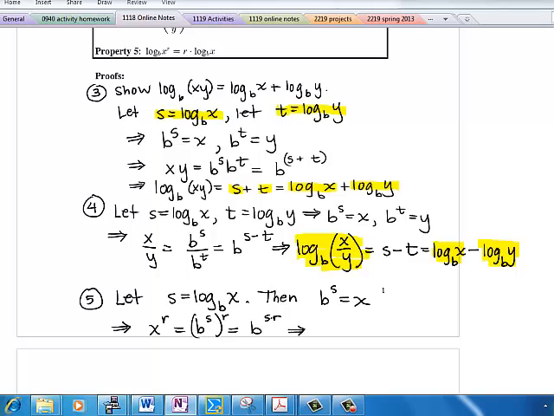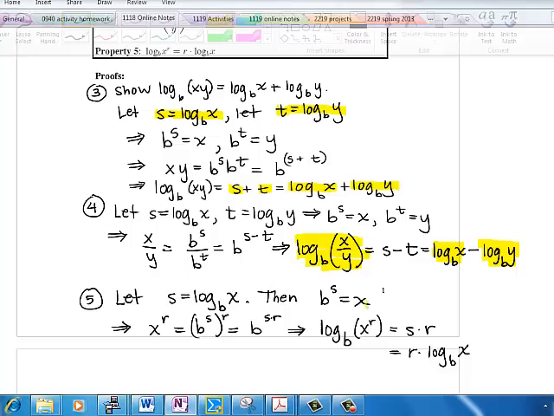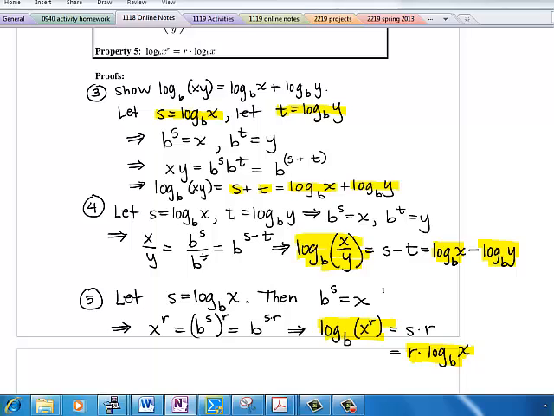But when you have a power of a power, you can take the product of the exponents. So that tells us that the log base b of x to the r, which is what we're wondering about, would be s times r, because the exponent we put on b to get x to the r is just sr, but s was just the log base b of x, so we have r times the log base b of x. And that's what we were trying to show. The log base b of x to the r is the same as r times the log base b of x.